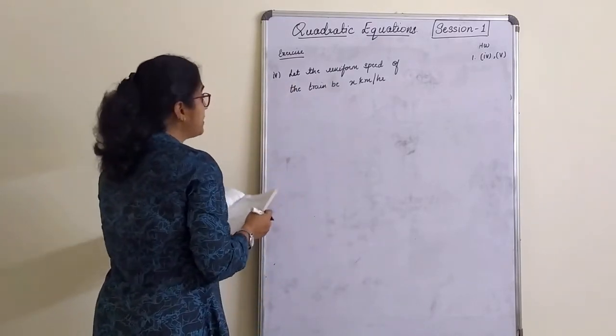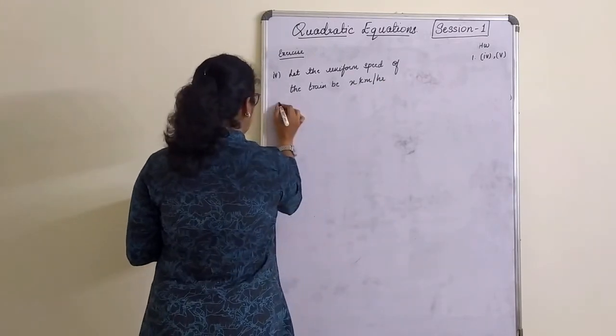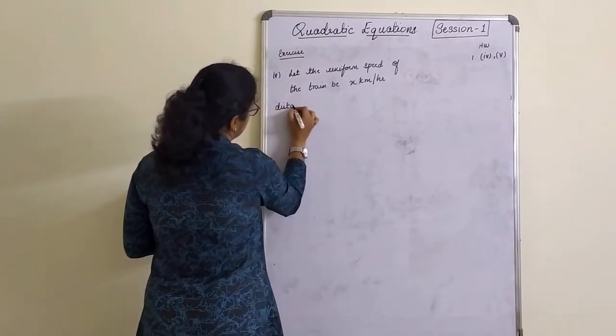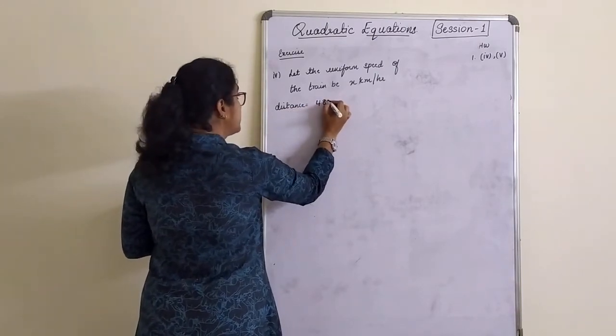Okay, come to this sum. Let the uniform speed be x kilometer per hour. Okay. What's the distance given? Distance is 480 kilometer.